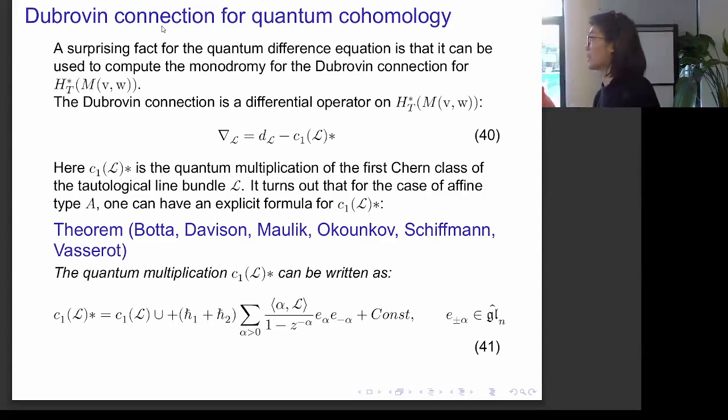So the de Broglie connection is a difference operator over this cohomology, such that the first term is the derivative with respect to this line bundle, and the second term is the quantum multiplication of the first Chern class of the toroidal line bundle L.